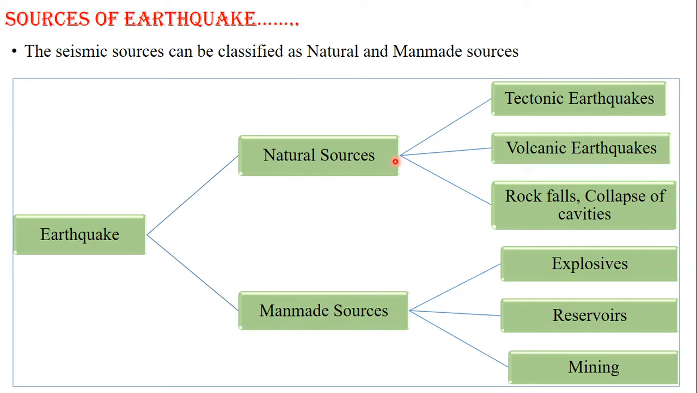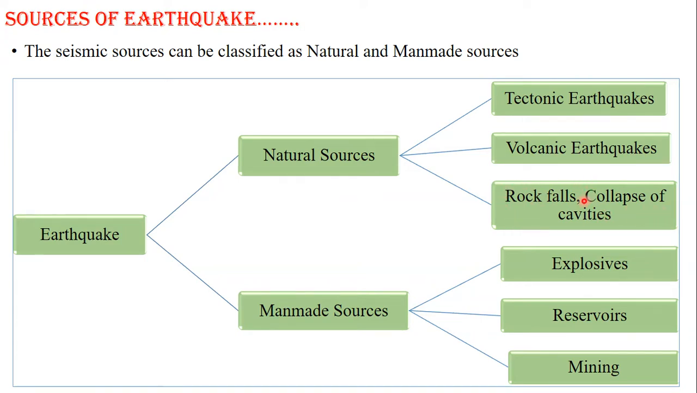Natural sources are tectonic earthquakes. Tectonic earthquakes take place mainly because of movement of plates or earth surface. Then the second one is volcanic earthquake. Volcanic earthquakes take place because of eruption of volcano. And the third one is rock falls or collapse of cavities.